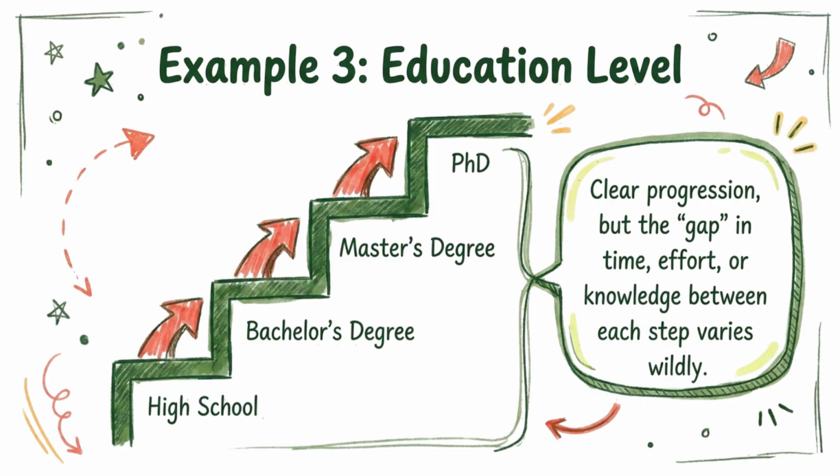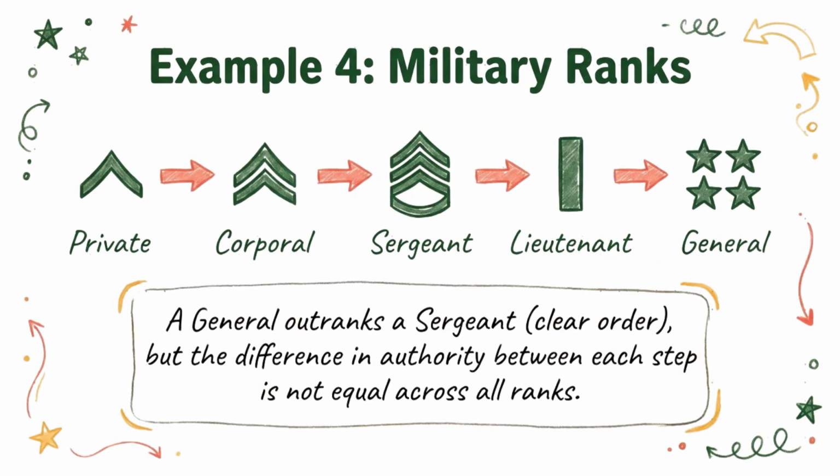Example 3. Education level. Education levels follow a clear progression: high school, bachelor's, master's, PhD. Each step is higher than the last. That's the order. But the gap in time, effort, and knowledge between each level varies wildly. A master's to PhD gap is completely different from high school to bachelor's. Ordinal, every time.